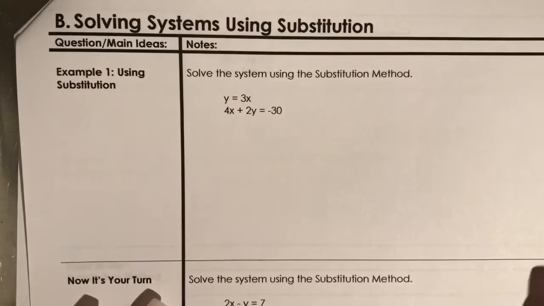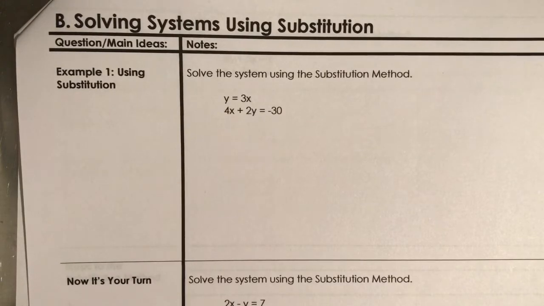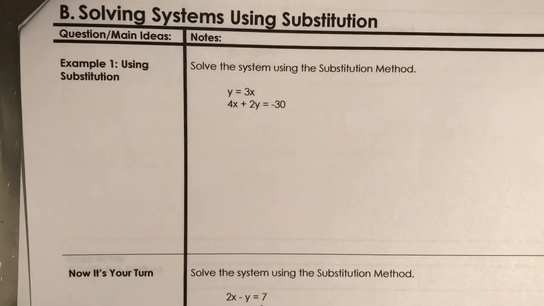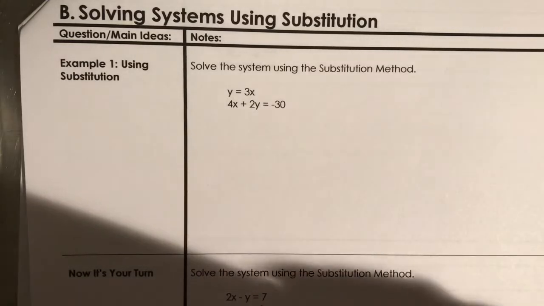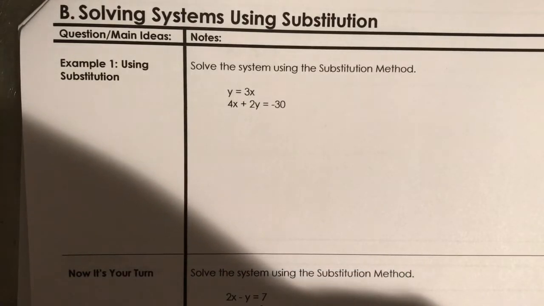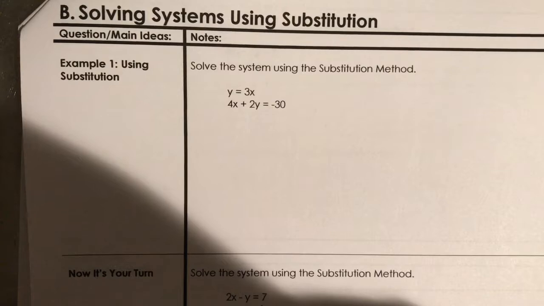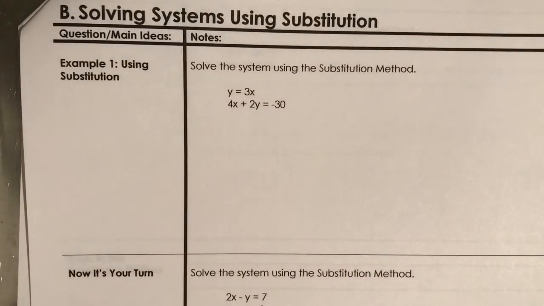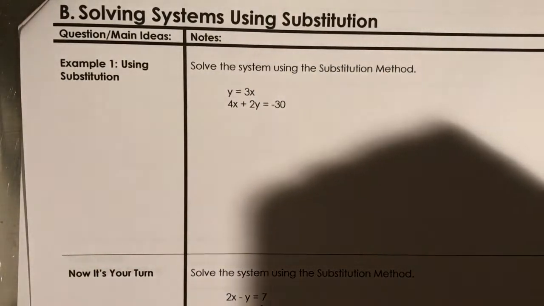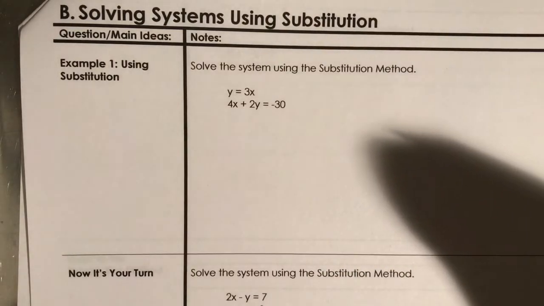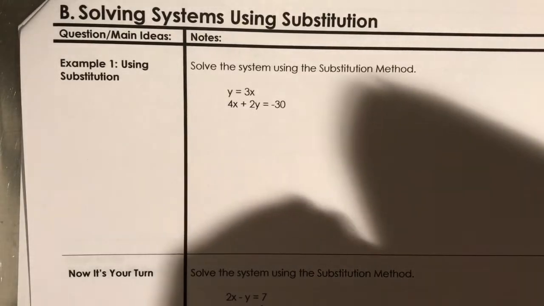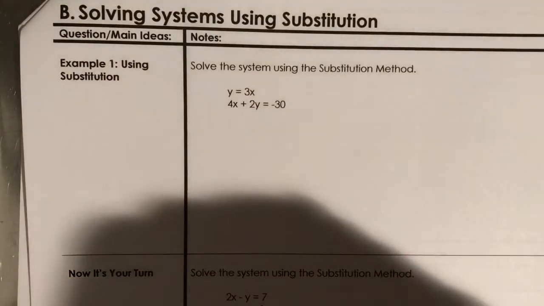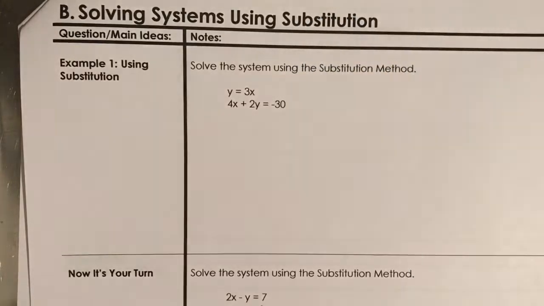Alrighty, we're all done with set A of solving systems by graphing and analyzing special systems. Our special systems were infinitely many and parallel. Now we're going to look at B, solving systems using substitution.